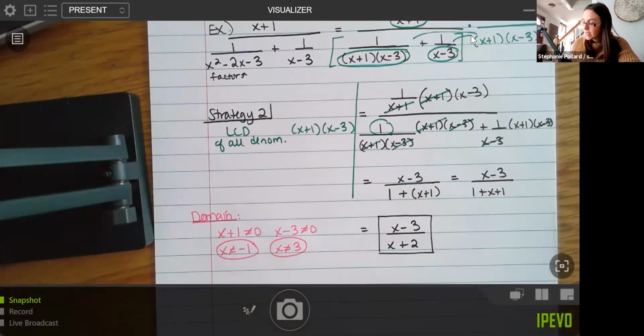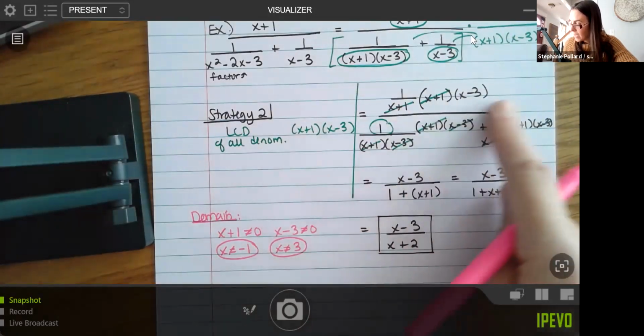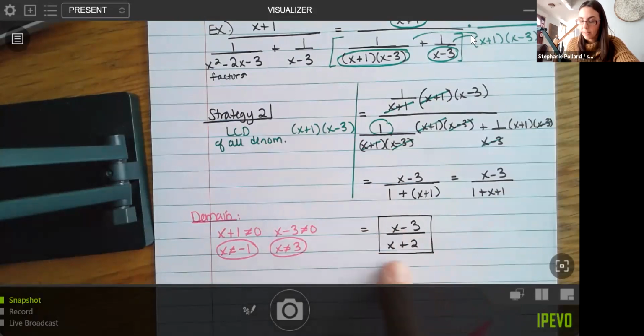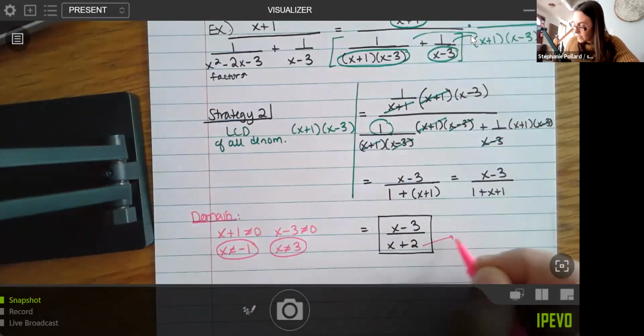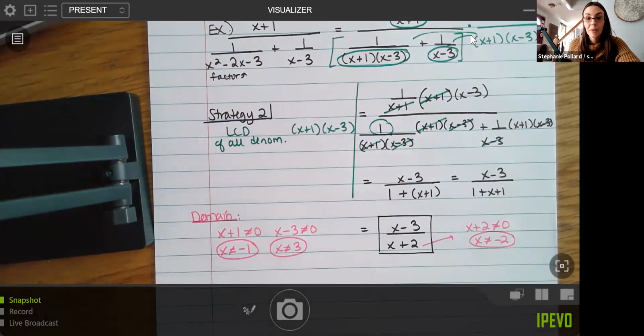Okay. Now, as I'm going through and I'm multiplying and things like that, I end up with a new denominator at the end, right? We don't have this factor yet. So I do need to make sure that this is also not equal to 0. So I have a third restriction here of x is not equal to -2.